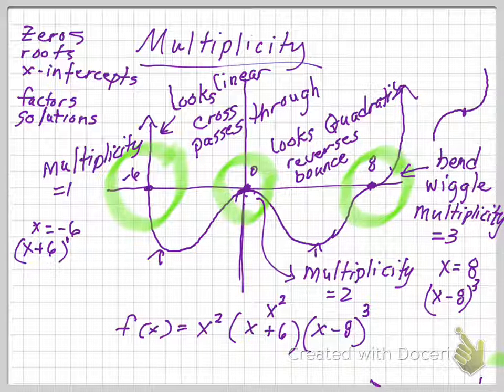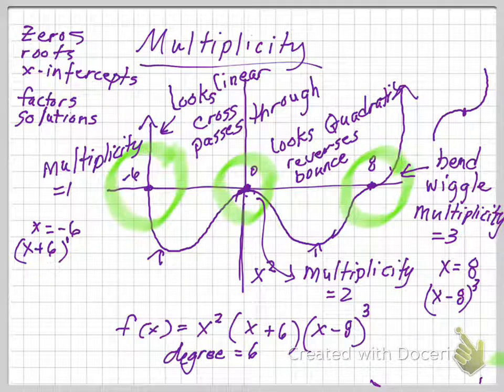So, the degree of this function, there's 1 root on the left, 2 in the middle, and 3 on the right. So the degree of this function is 6. I'm going to move that one a little bit because it looks confusing to be there. Okay, do you understand what we just did?